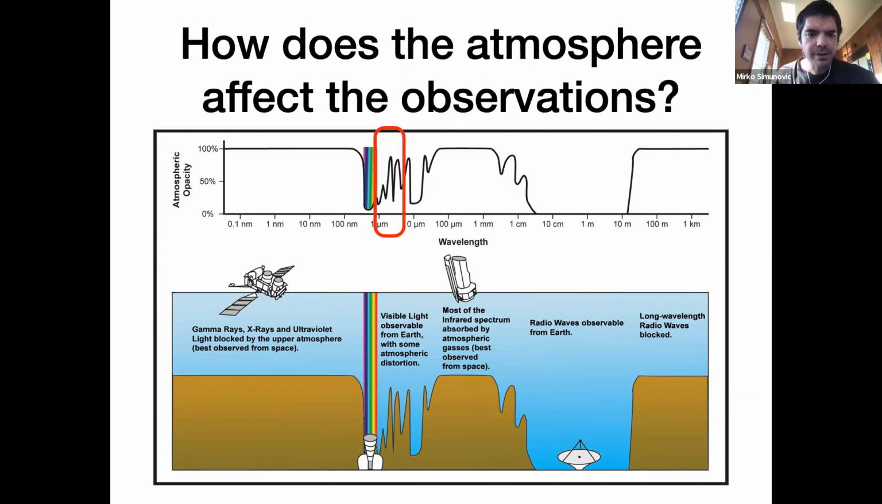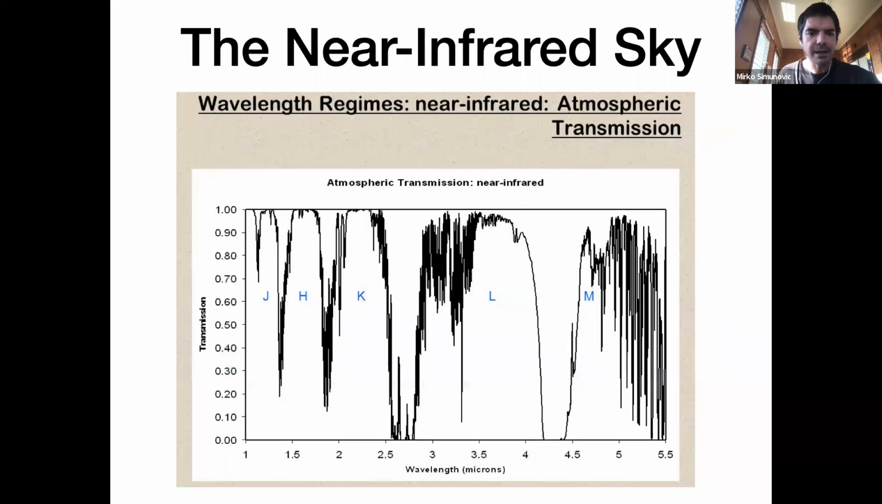I'm now drawing a circle where the near infrared window is. So that's essentially roughly where the location of the near infrared window is. At the near infrared wavelengths, you have different windows, right? That's a good way to put it. And we name each of these windows with a different letter, right? J, H, K, L, and M, for example.